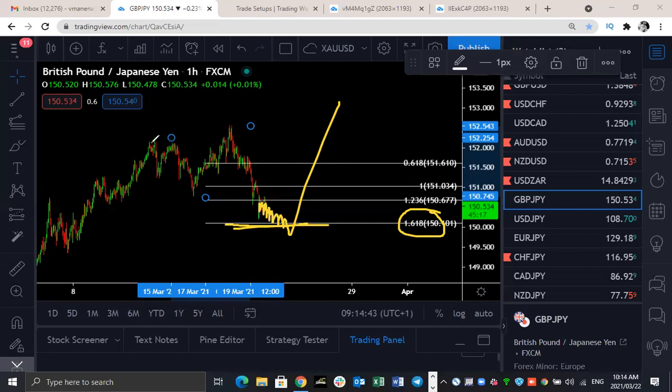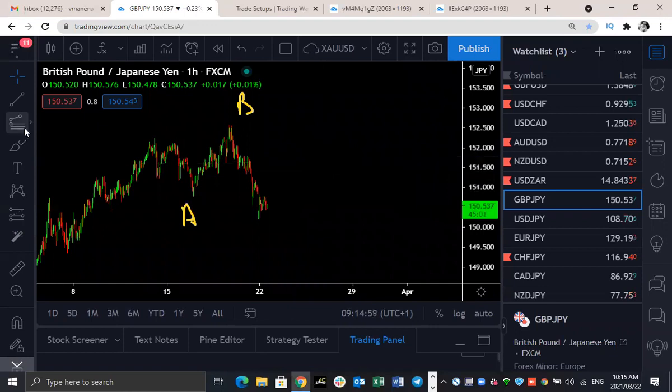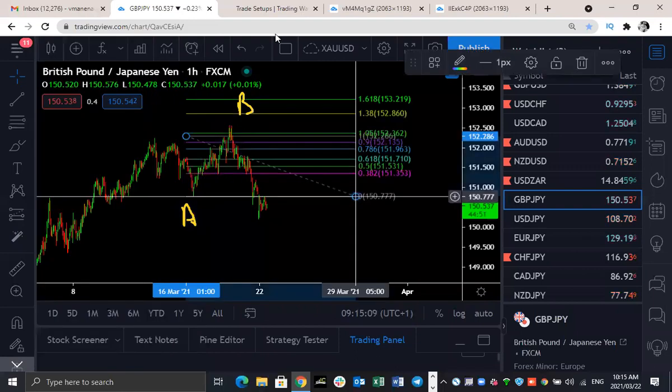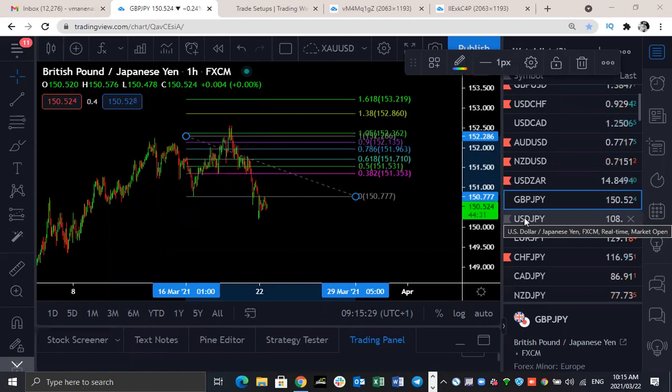Now, if we look at if this is an ABC structure, we have to look at the B level structure as well, the B level. So the B should not be more than 1.38 of this move. As you can see, the B is above 1.05 and it is within the range. So this is 1.38, well within, this is 1.105. This is actually a perfect expanding flat. So it will not be a surprise if we see pound yen start a move to the upside. So let's keep an eye on that and watch that one.